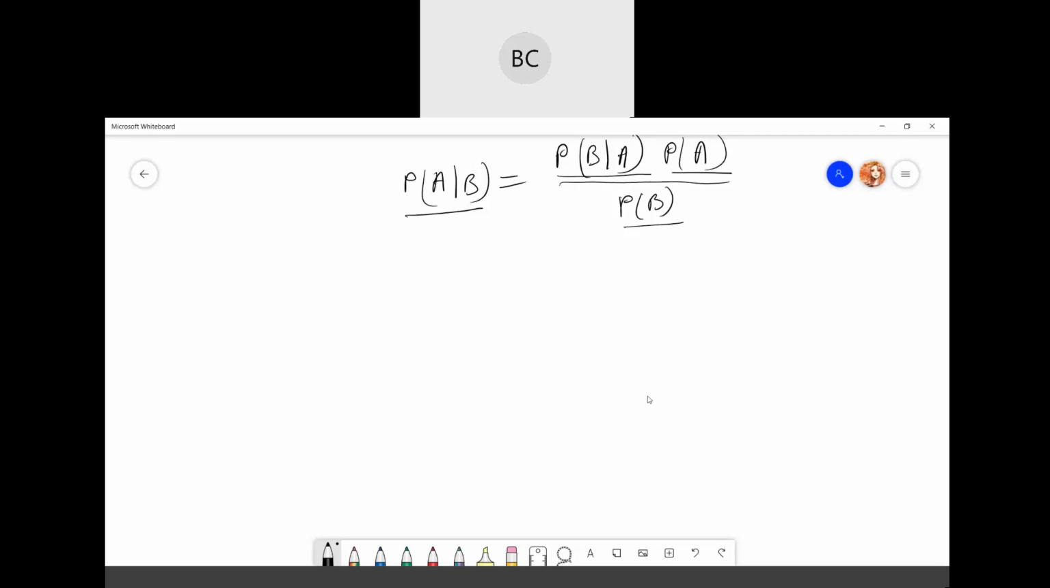Advantage? You said yes, then you have to tell me the advantage. Ma'am, it can handle both discrete and continuous value. Okay. Is it used for what type of classification? Is it for binary or multi? For which one?